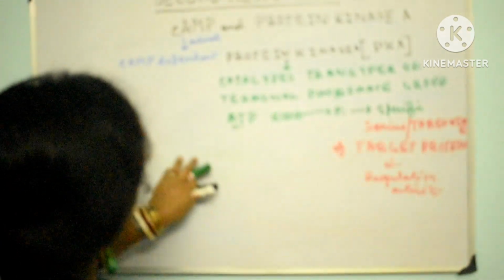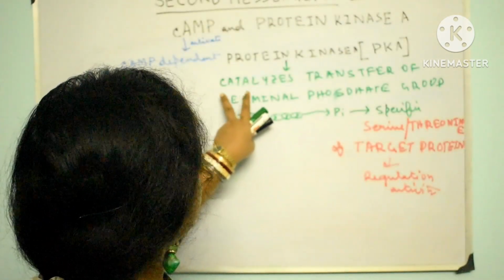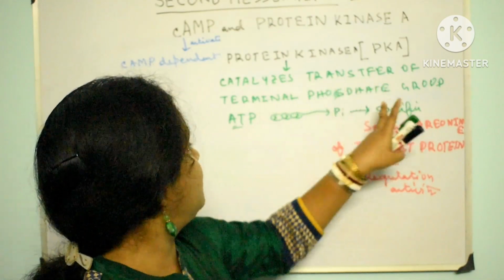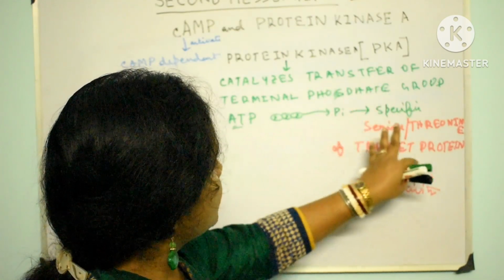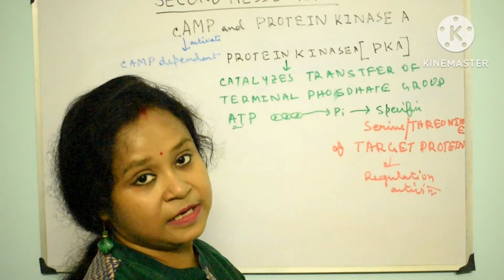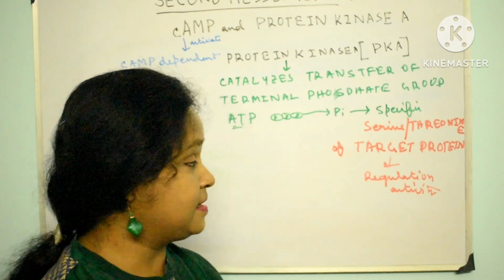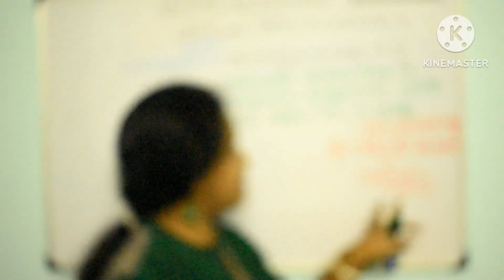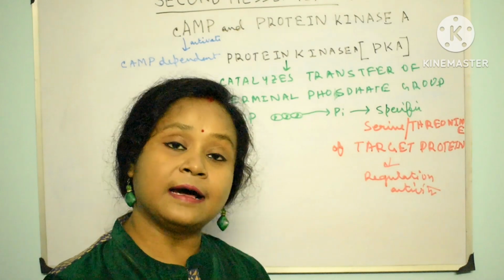Now let's concentrate on the diagram. This is the work of cAMP. After activation, cAMP activates cAMP dependent protein kinase A, and this activated protein kinase A catalyzes transfer of the terminal phosphate group from ATP to specific serine or threonine of the target protein. This phosphate and the energy released by this action regulate the activity of the target protein.